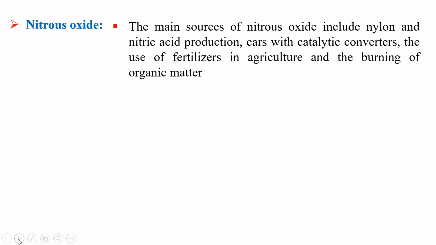Next one is nitrous oxide. The main sources of nitrous oxide include nylon and nitric acid production, cars with catalytic converters, the use of fertilizers in agriculture, and the burning of organic matter. That's why nitrous oxide is formed. The major source of nitrous oxide formation is nylon and nitric acid production, which is why nitrous oxide is produced on a large scale.